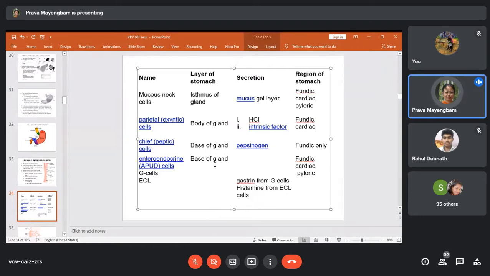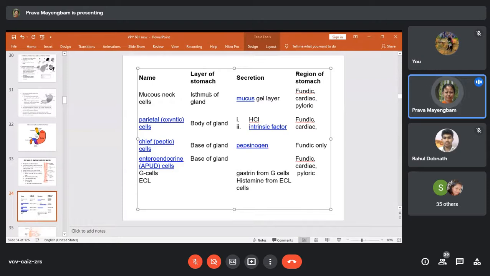They form the base of the gland, and what they do is secrete gastrin from the G cells and histamine from enterochromaffin-like cells. They are present in the fundic part, the cardiac part, and the pyloric part.